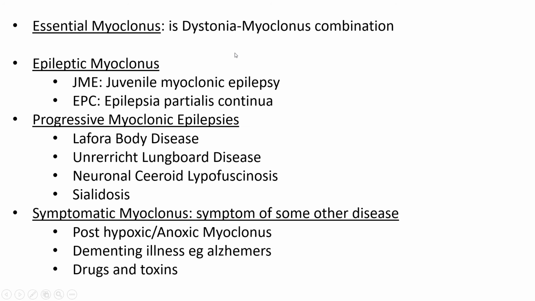So myoclonus can be an essential myoclonus, that is a dystonia myoclonus combination. It can be an epileptic myoclonus, for example, JME, juvenile myoclonic epilepsy, or epilepsia partialis continua. It can be progressive myoclonic epilepsies, for example, Lafora body disease, and other causes also, and symptomatic myoclonus, that is symptom of some other disease. It can be post-hypoxic, anoxic myoclonus. It could be a dementing illness, for example Alzheimer's, or it can be drugs or toxins.